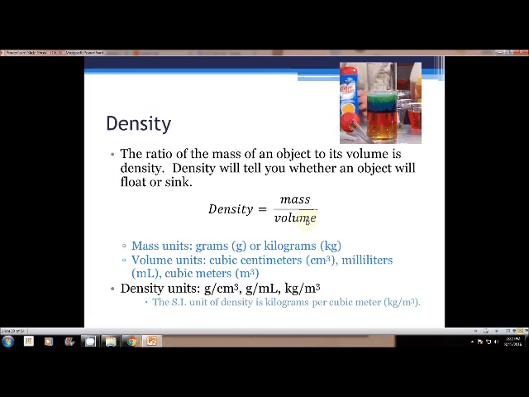Okay, the mass units can be grams or kilograms, and the volume units can be cubic centimeters, so cm cubed, milliliters, or cubic meters. Density has a complex unit where it has something over something else, and that's because of the mass divided by the volume. The units don't cancel each other out. So some density unit examples could be grams per cubic centimeter, grams per milliliter, kilograms per cubic meter, and the SI unit of density is kilograms per cubic meter. That's going to come into play later on, so don't forget it.